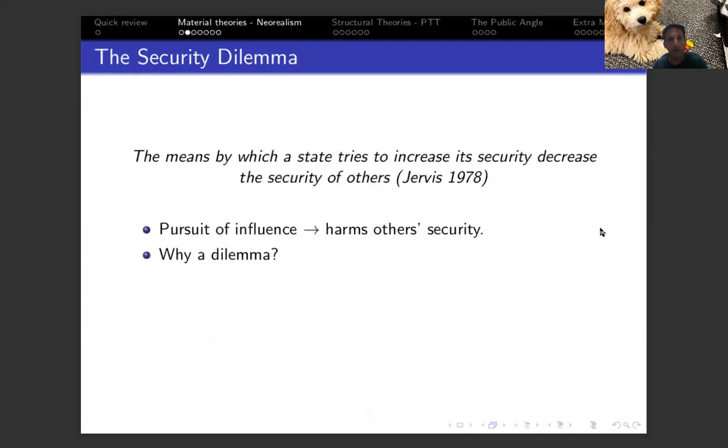So at the top, as you can see, is the definition as offered by Robert Jervis in the late 1970s: the means by which a state tries to increase its own security actually decreases the security of others. Now, this seems a pretty trivial definition, but think about it in a strategic sense.